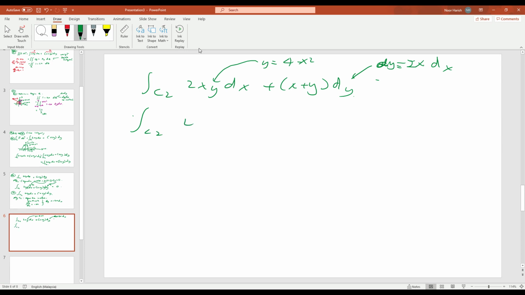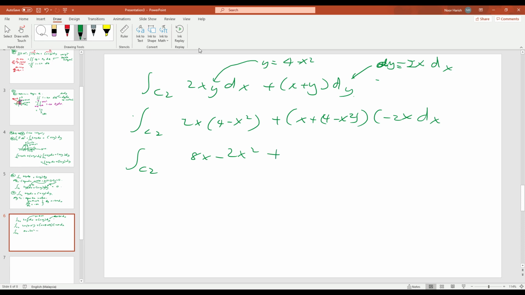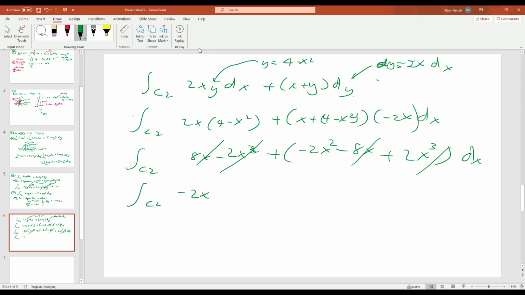Okay, so for curve 2, we have 2x(4 minus x squared) plus (x plus 4 minus x squared) times negative 2x dx. So the integral of 8x minus 2x squared plus negative 2x squared negative x plus 2x cubed dx. Okay, so this one you can cancel off, and this one you can cancel off, so we get negative 2x squared. So C2 is negative 2x squared dx.